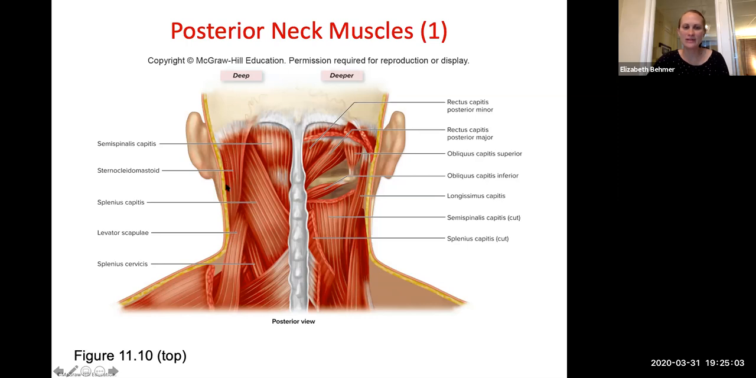Sternocleidomastoid, you can see it attaching to the mastoid process. Other ones I'm going to come back to in a second. Your levator scapulae muscle attaches to your scapula and helps you elevate your shoulder blades, or your scapula. So again, muscles are a little bit easier to identify and remember their actions because a lot of their actions are in the name of the muscle itself.